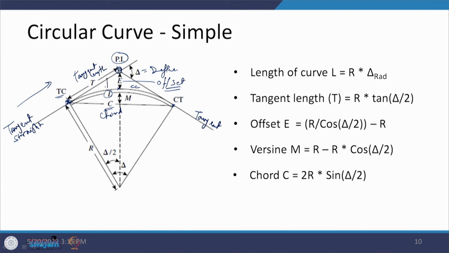Those offsets are going to be there at different distances when you are going in this direction, as x1, x2, x3. And then another thing is the distance between the chord and the arc of this particular curve, and that is defined as m, and this is horizontal. So, these are the elements of a circular curve which we need to work with. So, let us look at these.